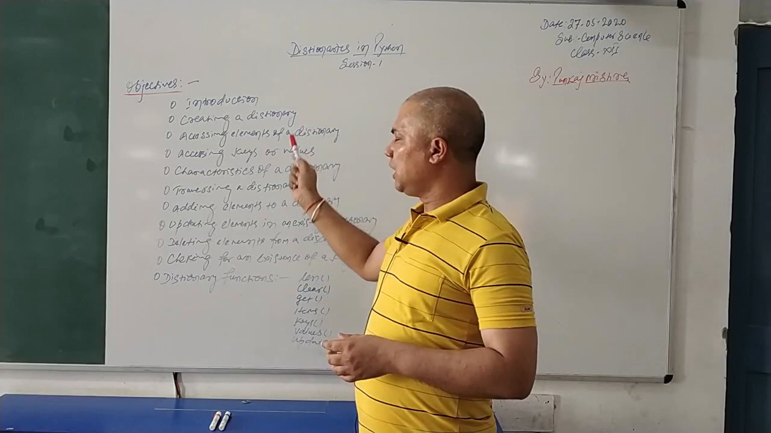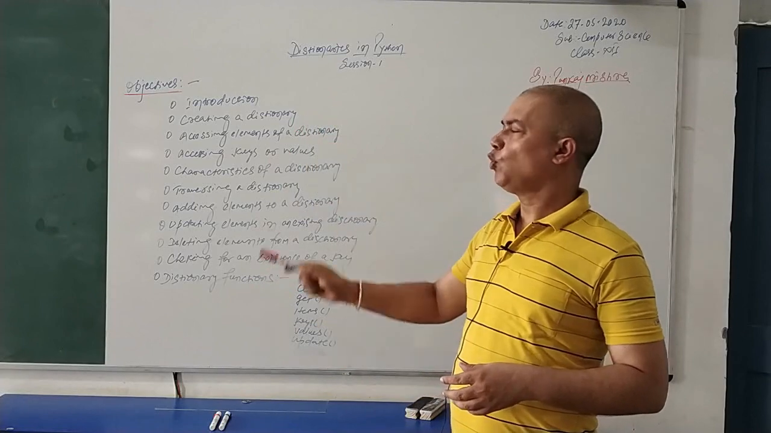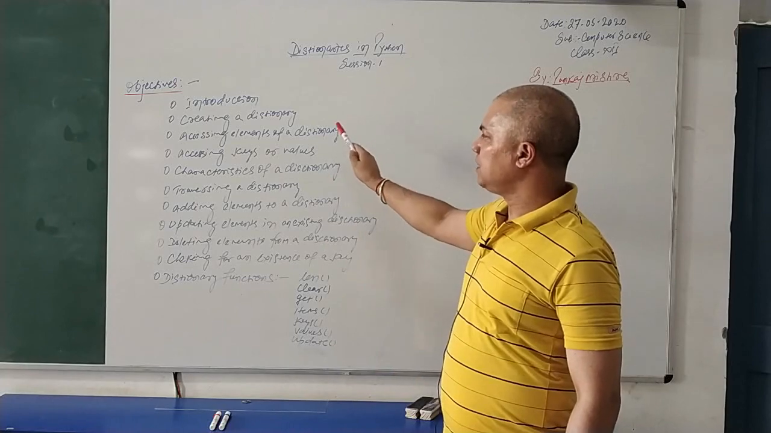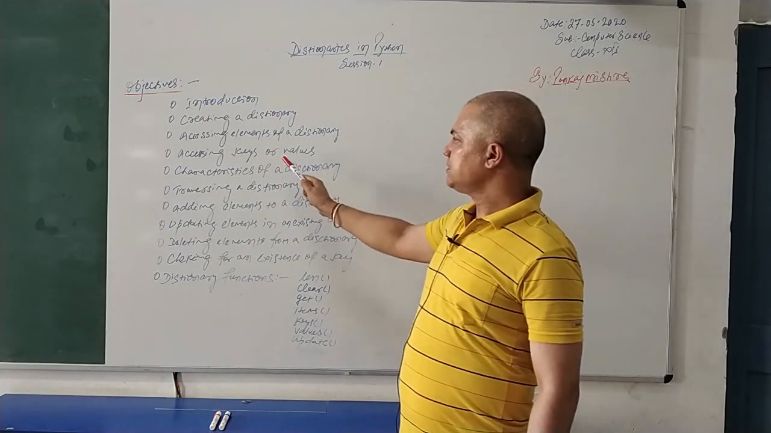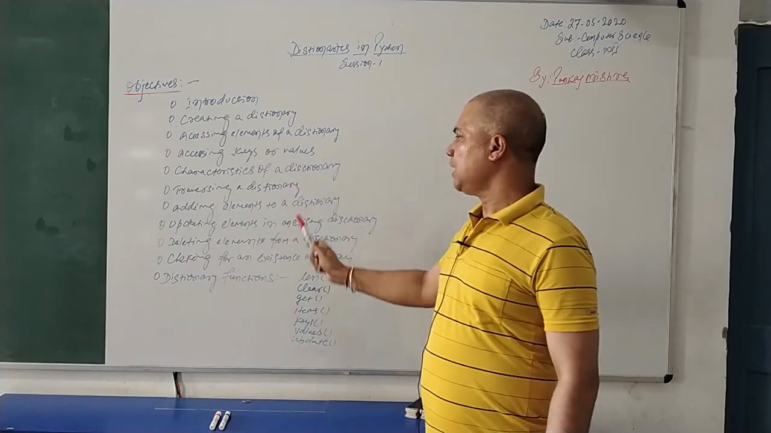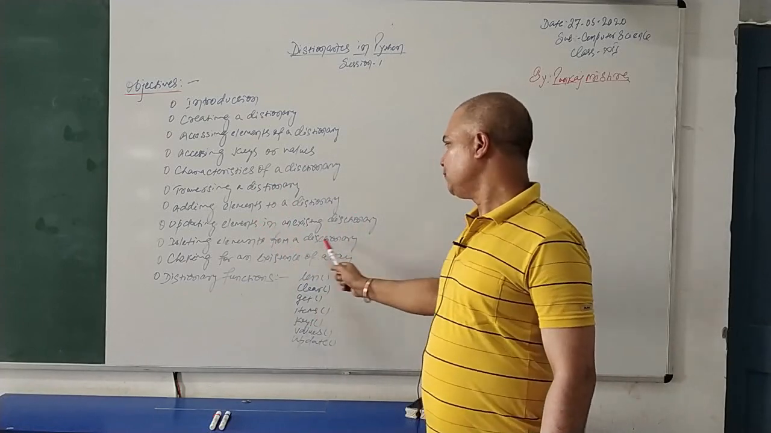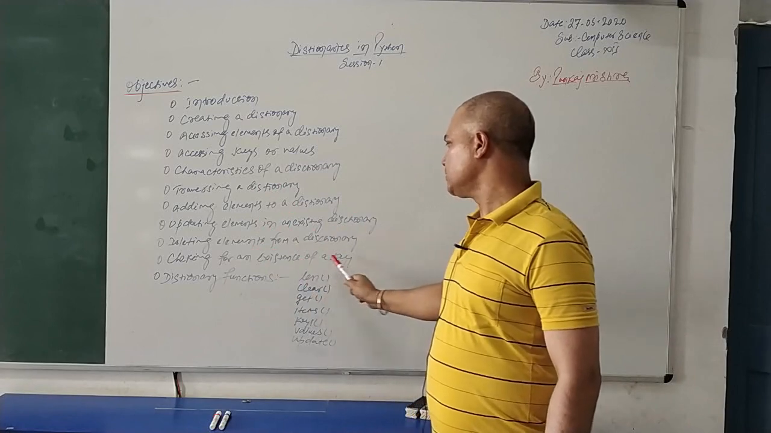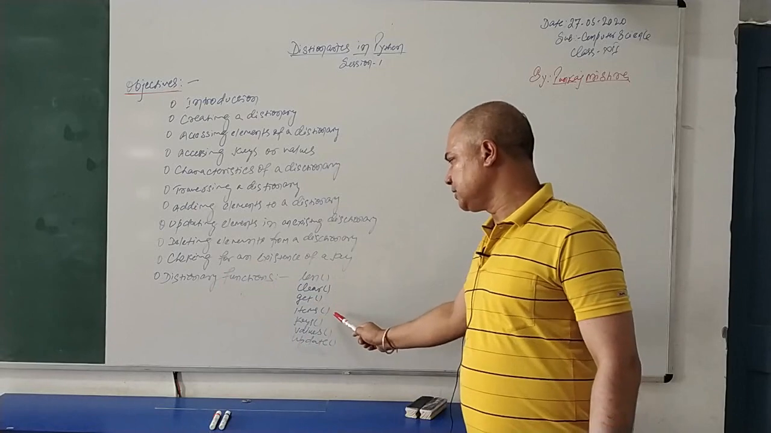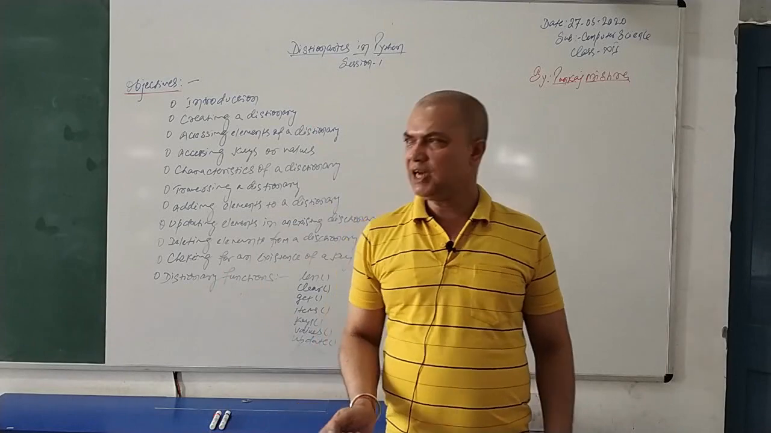Now, there are certain objectives of today's lesson. Introduction, we'll see what a dictionary is, how to create a dictionary, accessing elements of a dictionary, accessing keys or values, characteristics of a dictionary, traversing a dictionary, adding an element to a dictionary, updating an element in an existing dictionary, deleting an element from a dictionary, checking for the existence of a key, and dictionary functions like len, clear, get, items, keys, values, and update. These are the objectives of today. Let's see one by one.